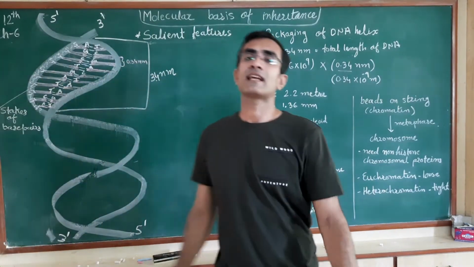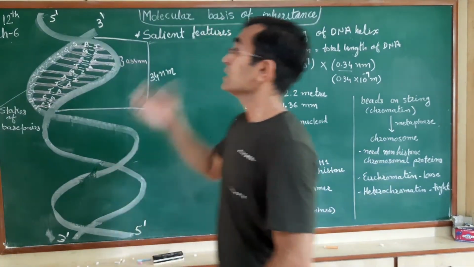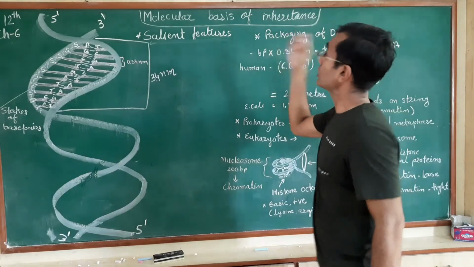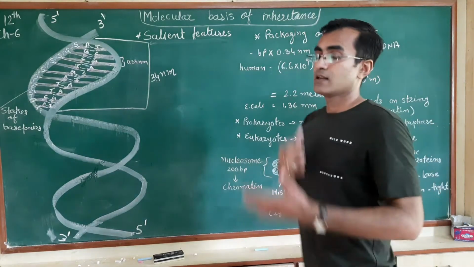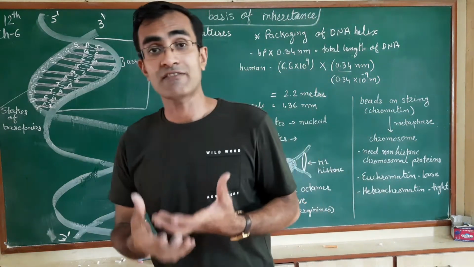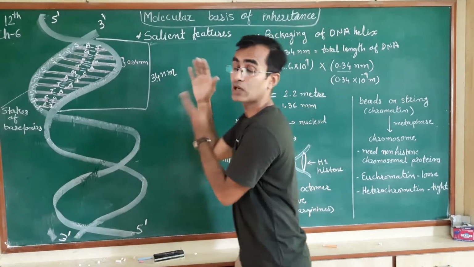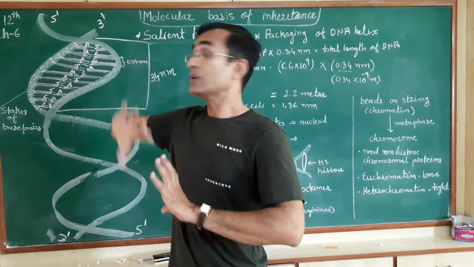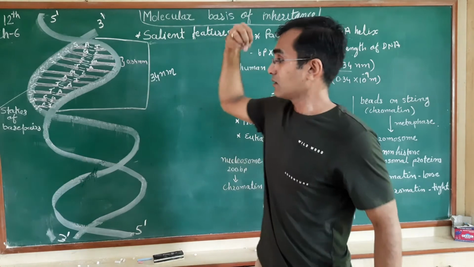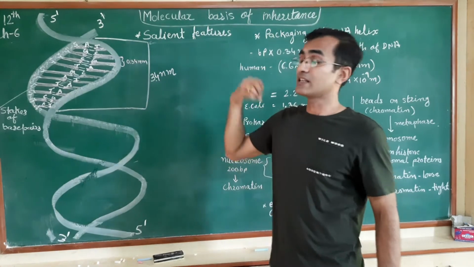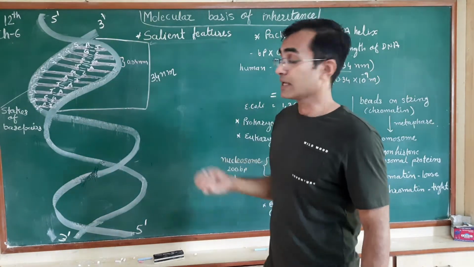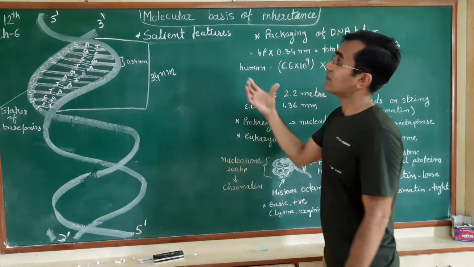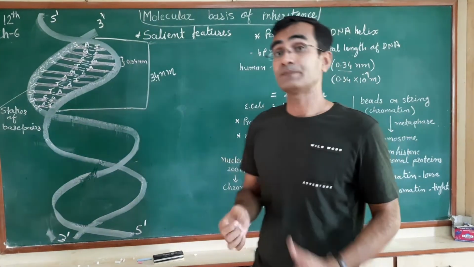Hello students, welcome back to the new session of class 12 chapter number 6, that is molecular basis of inheritance. In the previous video we have seen about the construction of polynucleotide chain and we know what components are there inside the polynucleotide chains. Today we try to understand about the salient features of the DNA.